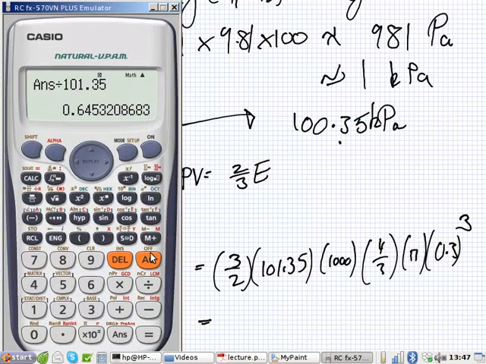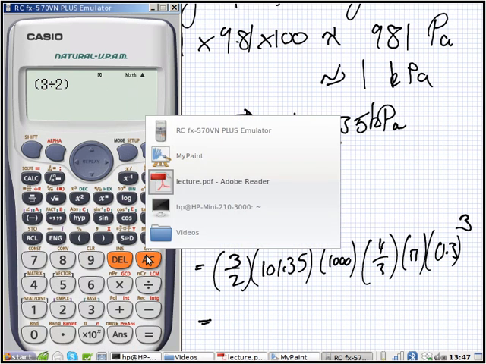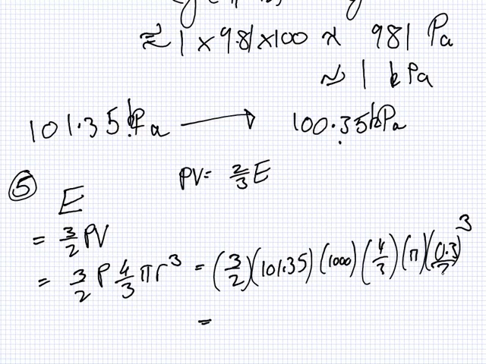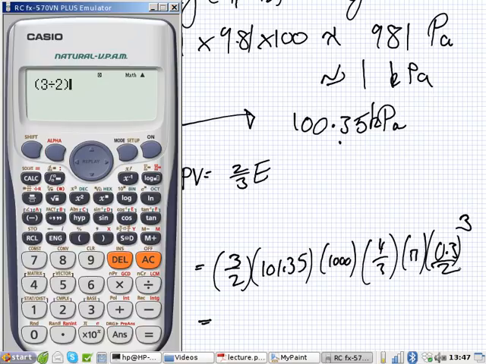Please ask why you take all of it. Is it? Yeah, thank you. Oh, so sorry. Thank you for spotting that. Over 2. So 3 over 2 times 101.35 times 1,000 times 4 over 3 times pi times 0.15 cubed.